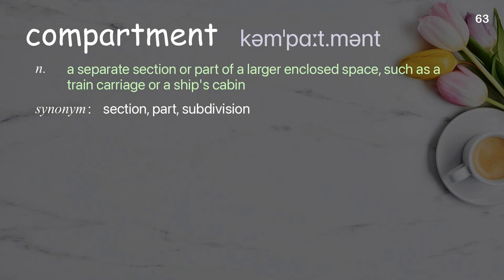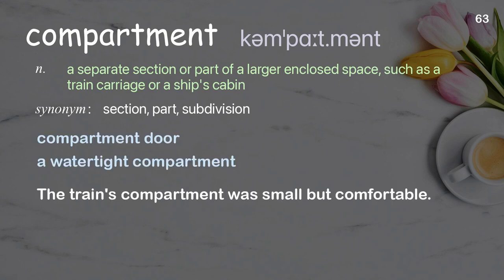Compartment. A separate section or part of a larger enclosed space, such as a train carriage or a ship's cabin. Examples: compartment door. A watertight compartment. The train's compartment was small but comfortable.